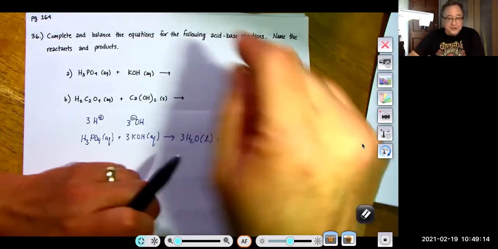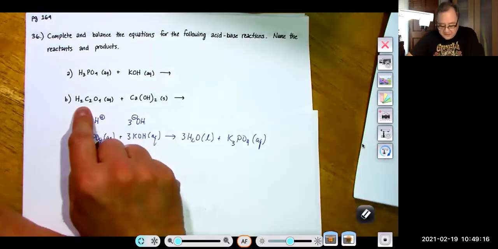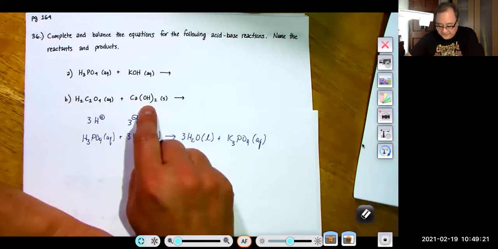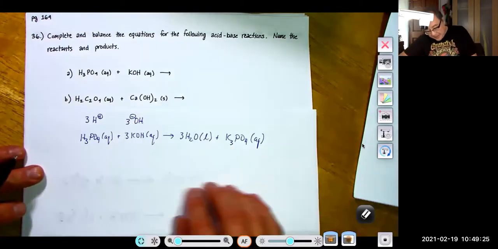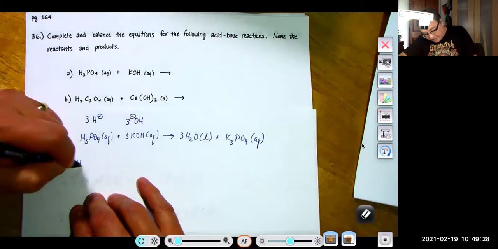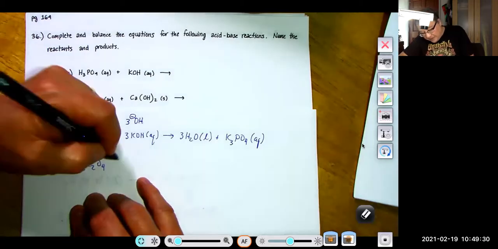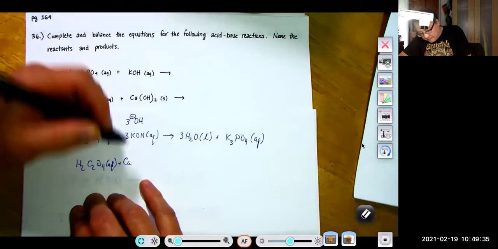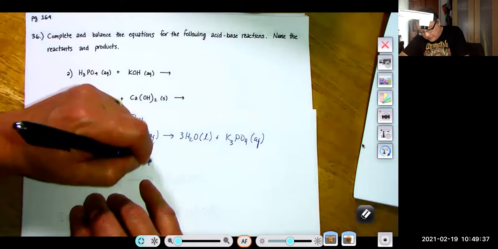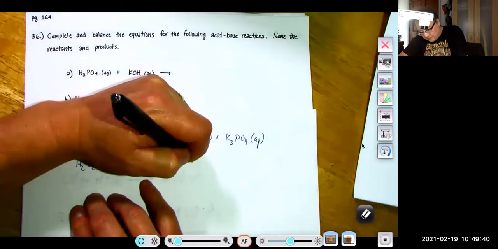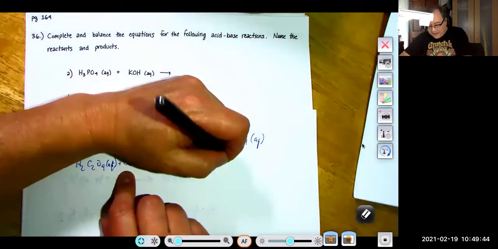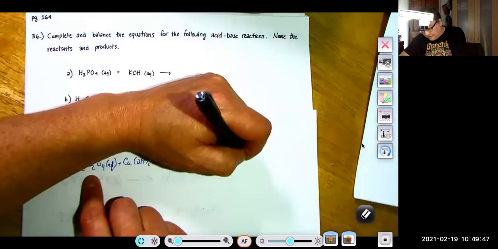So how many hydrogens here? 2. How many hydroxides? 2. So we don't need to change any coefficients. How many water are we going to have? 2. I'm going to put my AQ there. We have a calcium left over, and we have an oxalate left over.